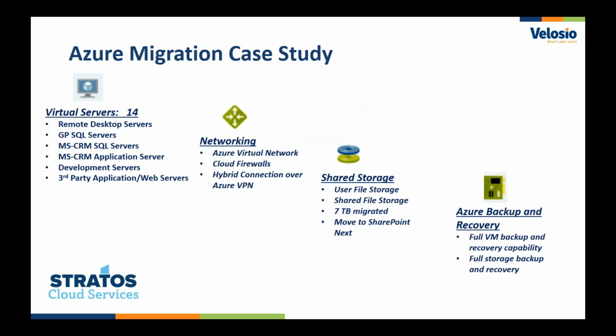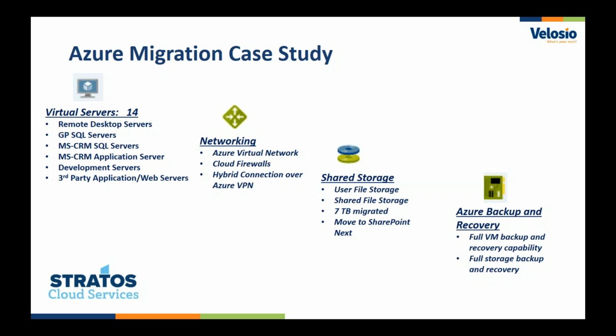The end result with this particular client was transferring 14 servers from their on-premise data center into a virtual environment. So that includes remote desktop servers for the user connectivity for GP, CRM servers and application servers to publish the user experience for CRM, a handful of development servers, both application and SQL, as well as a number of third-party applications and web servers to support other lines of business or other areas of the business.